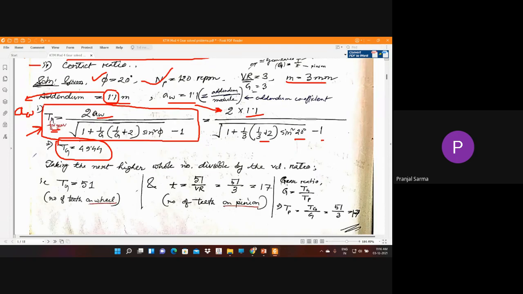the number of gear teeth as 49.44. This is the minimum number of teeth required on the gear, that is the bigger wheel. Now you people tell me, can the number of teeth on a gear be a fractional number like this, 49.44 that we have obtained, no?